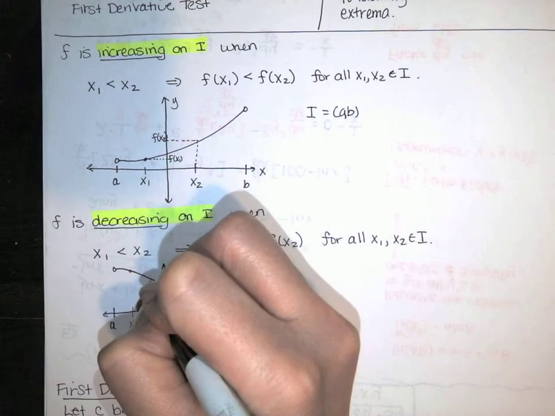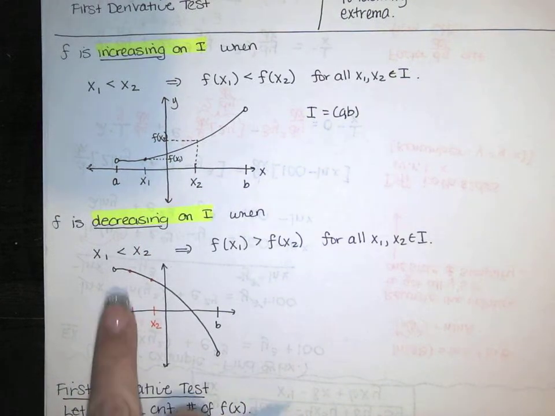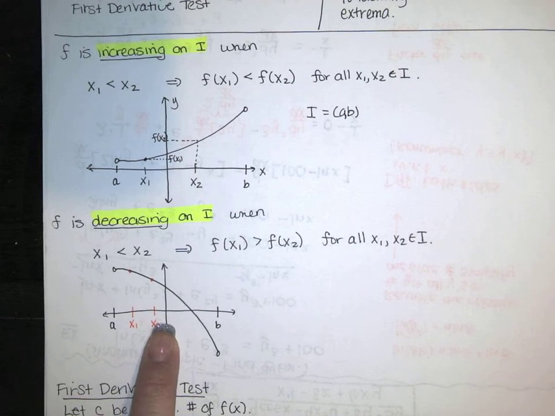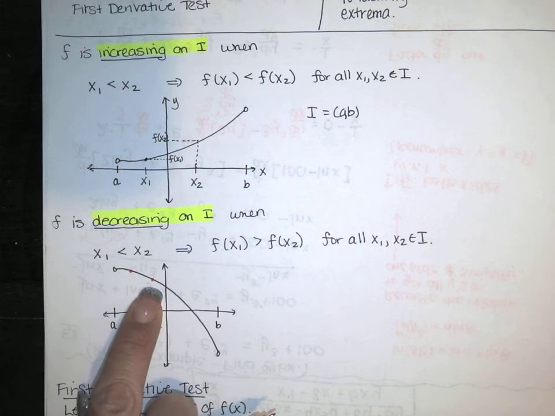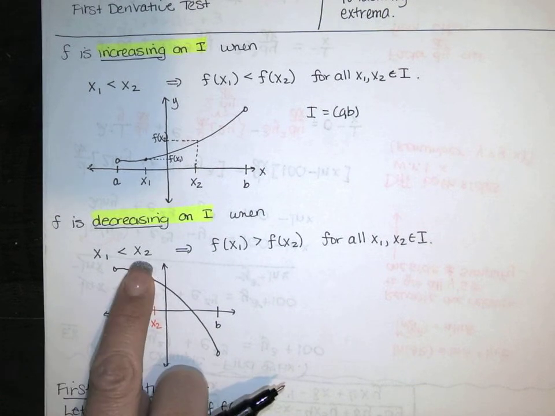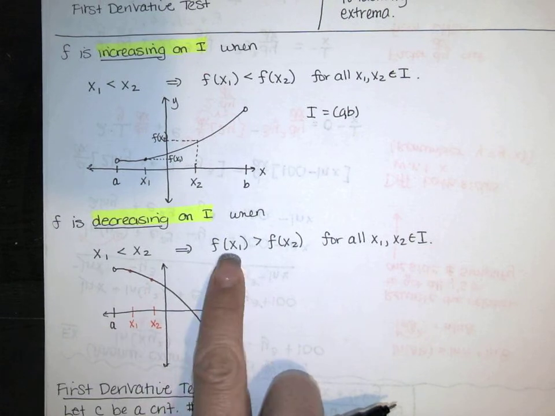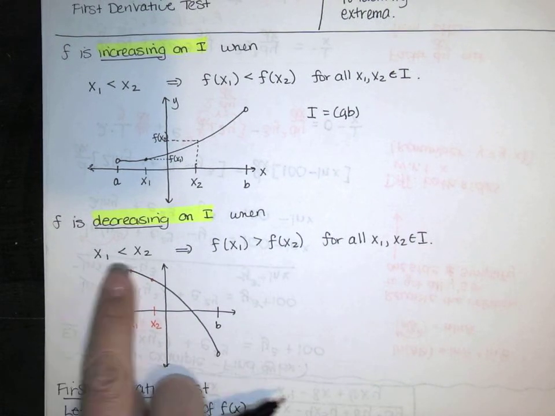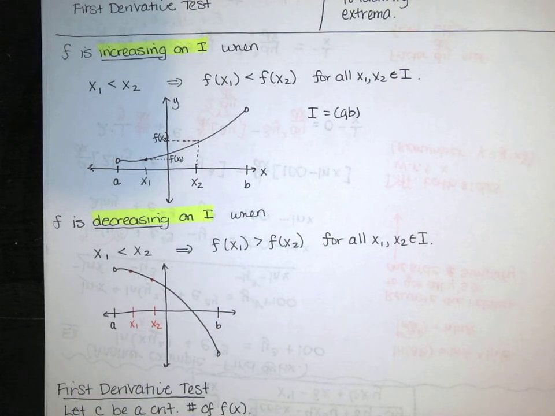And you look at the y values. This says that the function's decreasing if you can do that: pick an x over here and then pick an x value to the right of it, and then look at the corresponding y values. If the y values are going down as you go from left to right, so x1 less than x2 implies that f of x1 is larger than f of x2, so the y's are decreasing while the x's are increasing, then we say that the function is decreasing on I.